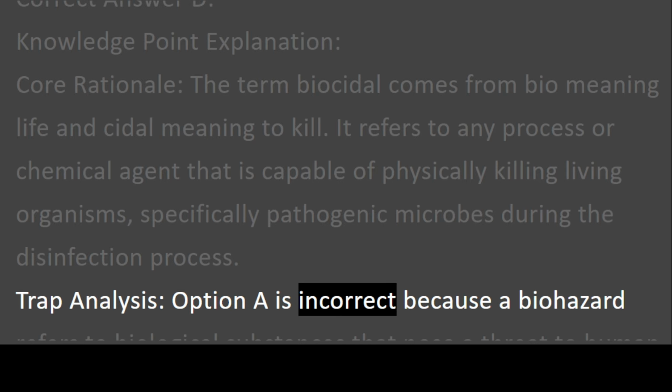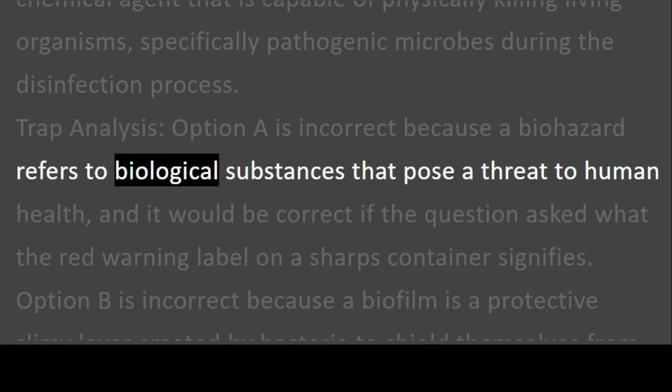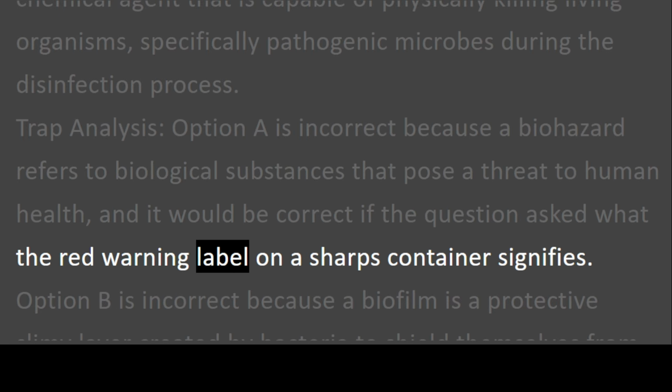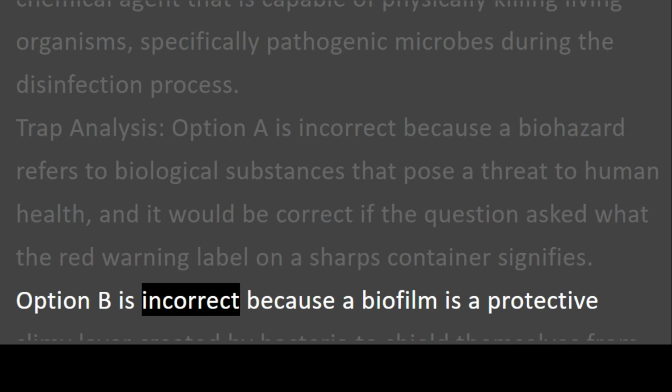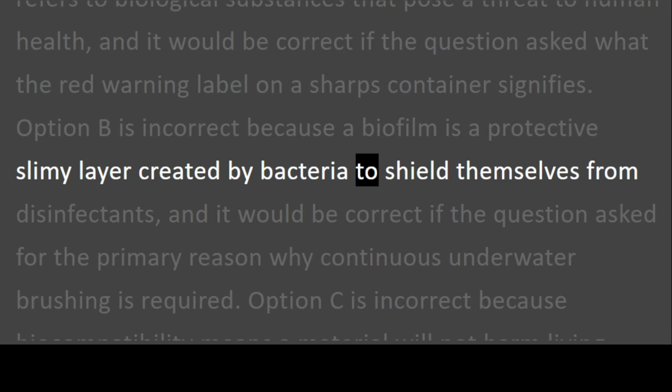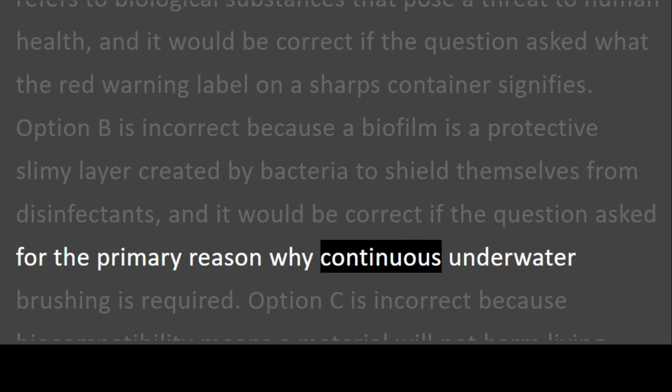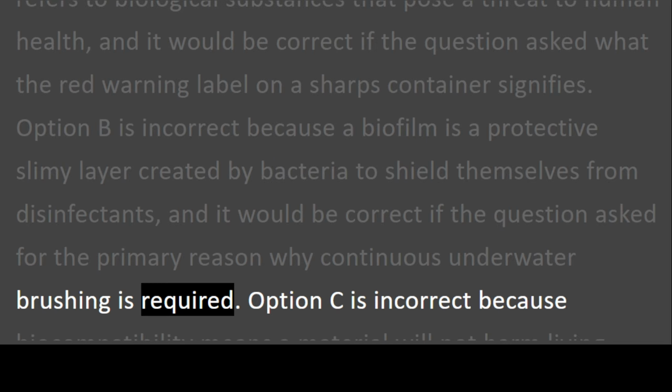Option A is incorrect because a biohazard refers to biological substances that pose a threat to human health, and it would be correct if the question asked what the red warning label on a sharps container signifies. Option B is incorrect because a biofilm is a protective slimy layer created by bacteria to shield themselves from disinfectants, and it would be correct if the question asked for the primary reason why continuous underwater brushing is required.